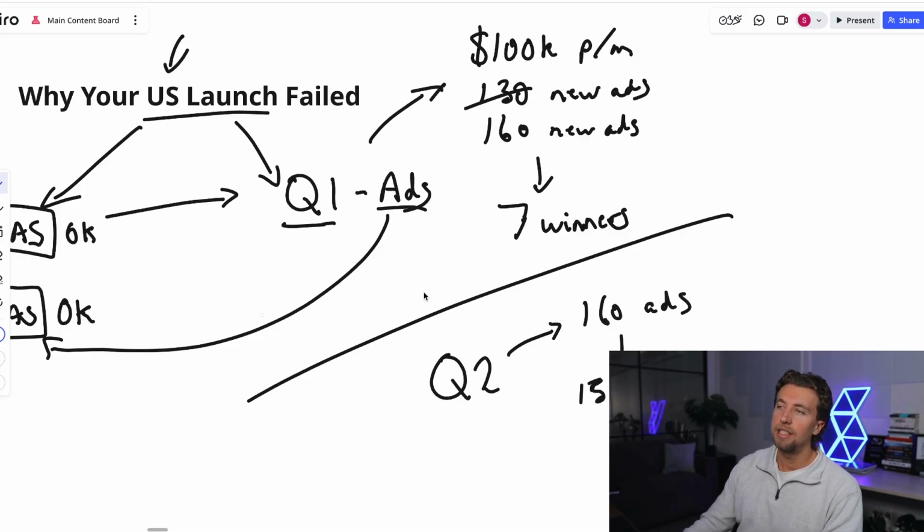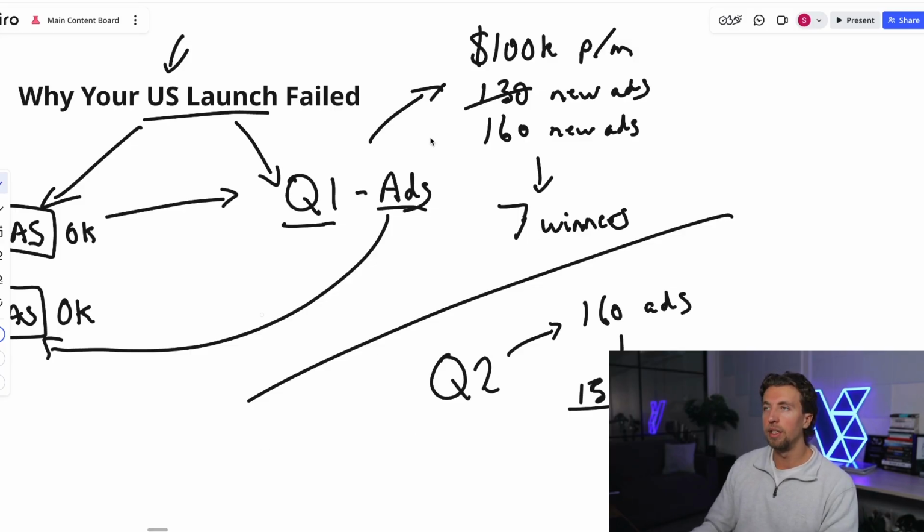Well, now you're actually decreasing your odds of this US launch being successful because you're going to go and translate a bunch of ads. Half of these ads, over 50% of these ads, actually aren't winners. They actually aren't going to do well. You're actually just going to waste money here. And you're going to have a false perspective on the performance of this US launch.